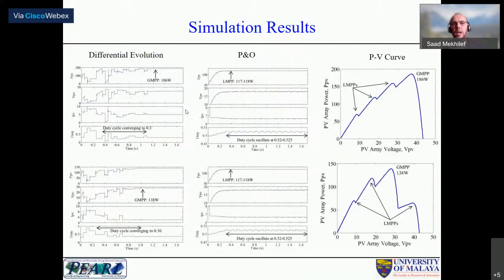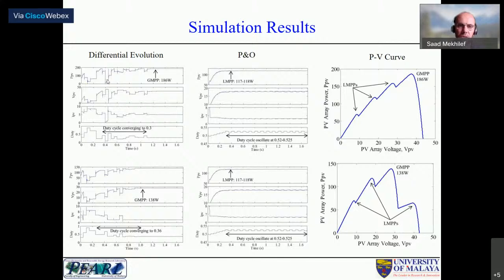And this is what happened. We did a comparison with one of the good methods, which is P&O. And we see the difference between the 2 methods. For the first one, we created this partial shading condition with 3 local MPPs and 1 global MPP, at 186, which represents the highest power. Later we created another partial shading pattern, where the maximum power at the global MPP is 138 watts.